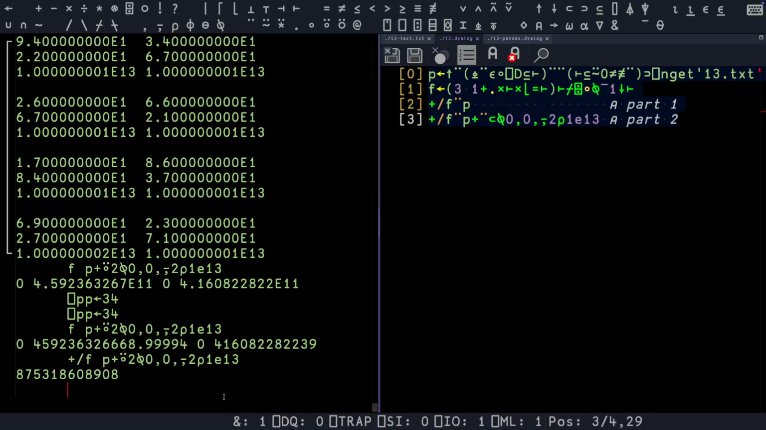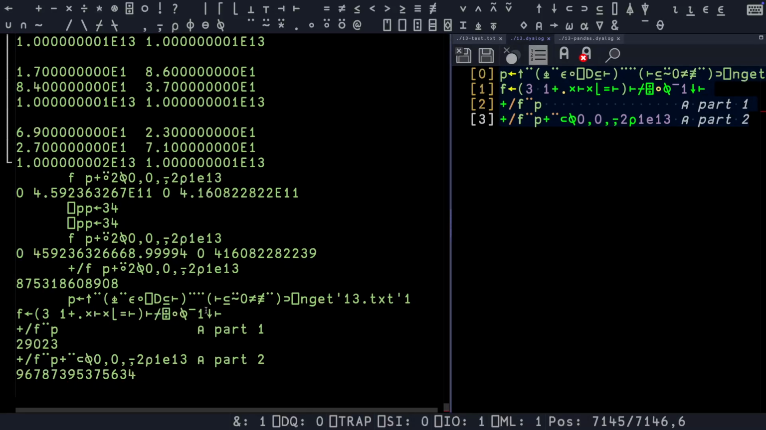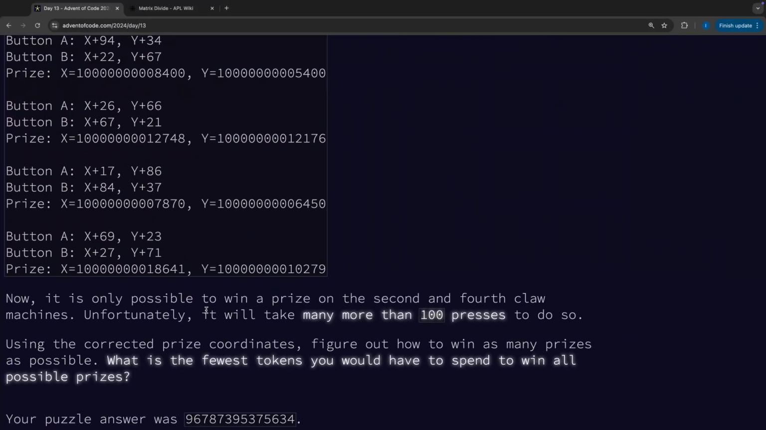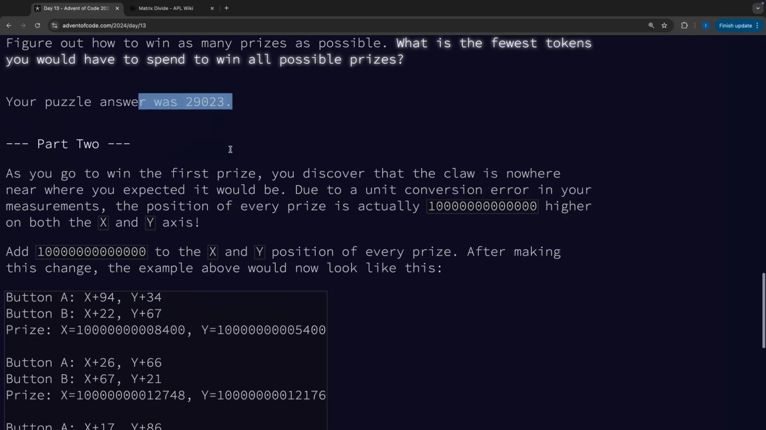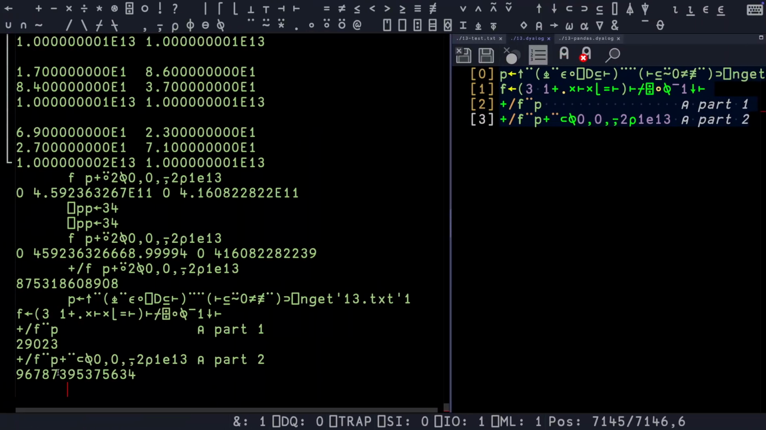So let's copy this, paste it. We get 29023 and some very large number for part 2. 29023, 967 beginning, 634 ending, which does appear to work here.